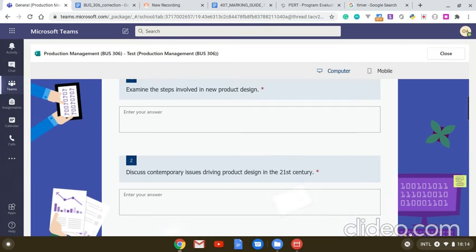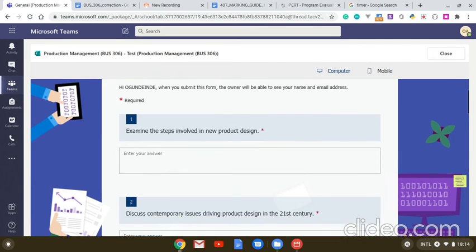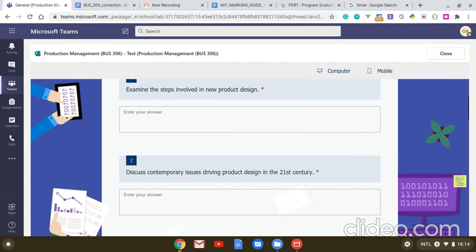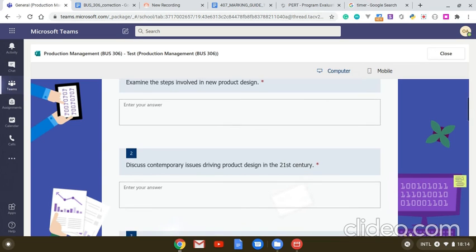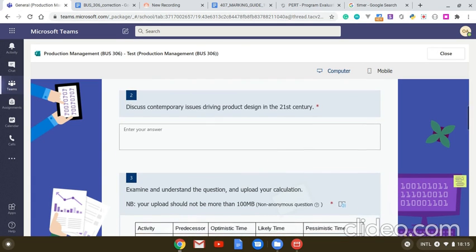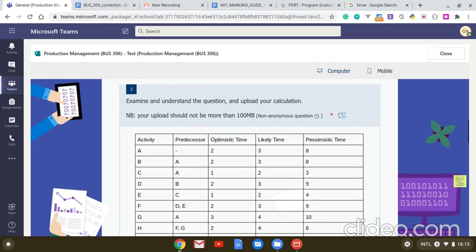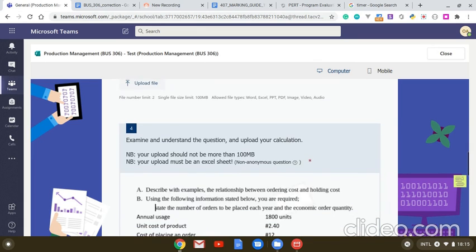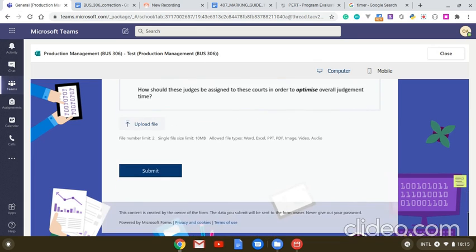2020. This is the question that you had. Question 1. Examine the steps involved in a new product design. Discuss contemporary issues driving product design in the 21st century. Examine the question. This is a table, yet another table, another table.